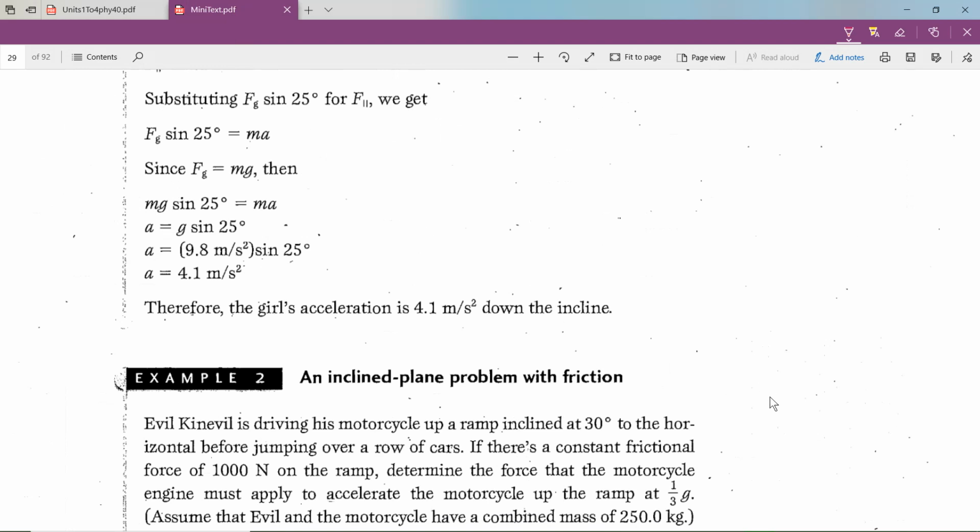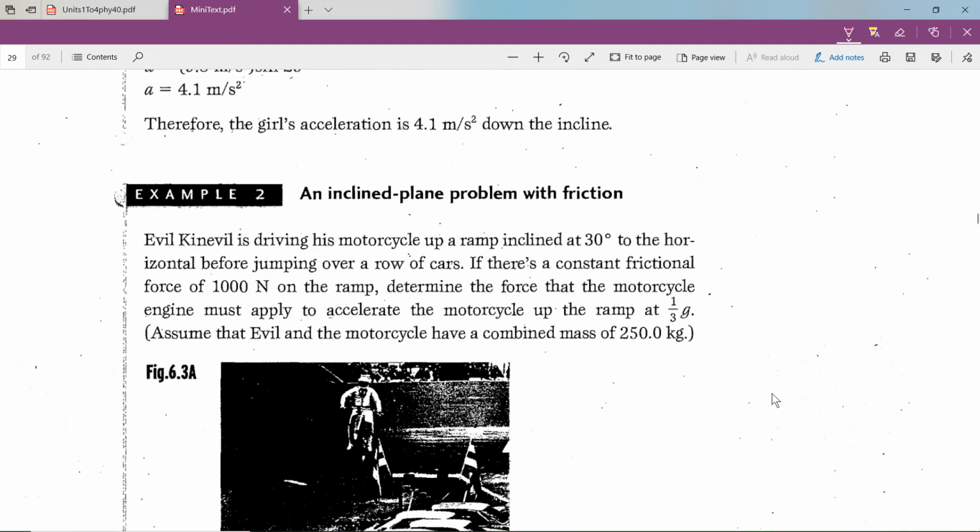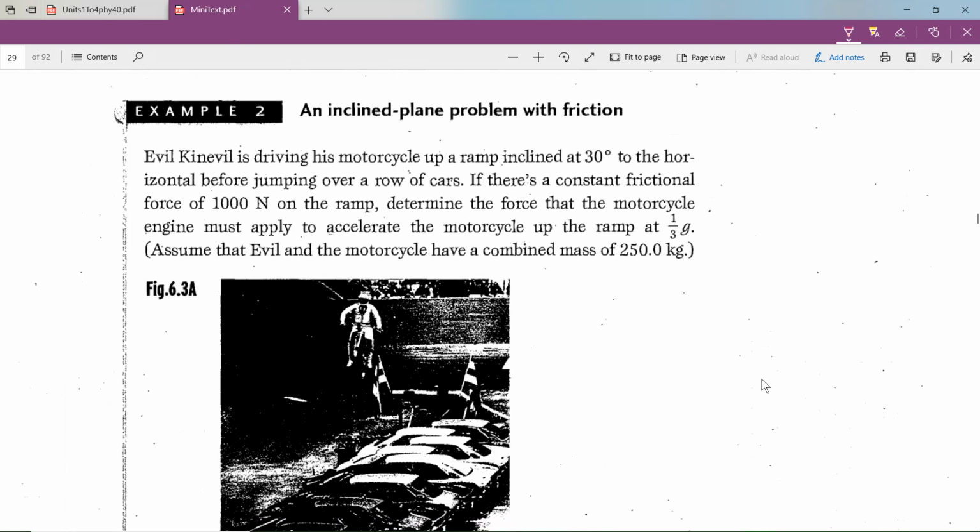So here we have an inclined plane problem which has friction. We have Evel Knievel driving his motorcycle up a ramp. He's a daredevil, inclined at 30 degrees to the horizontal before jumping over a row of cars. If there's a constant frictional force of 1,000 newtons on the ramp, so friction is opposing the acceleration up the ramp, determine the force that the motorcycle engine must apply to accelerate the motorcycle up the ramp at a third g.